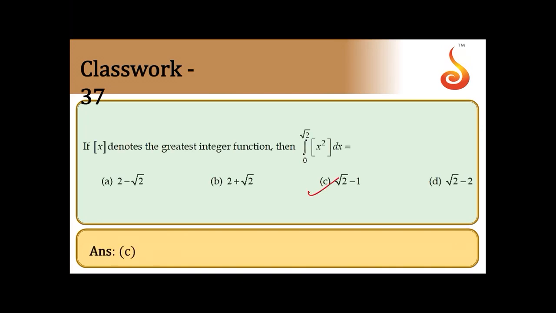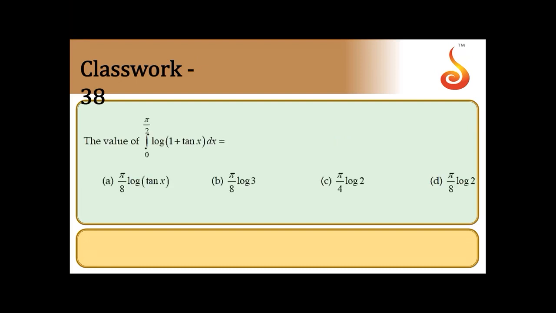Coming to the next one. 28. Integral 0 to pi by 4 of logarithm of 1 plus tan x. I think it is a formula: the integral from 0 to pi by 4 of log of 1 plus tan x is nothing but pi by 8 log 2. This is supposed to be the answer.